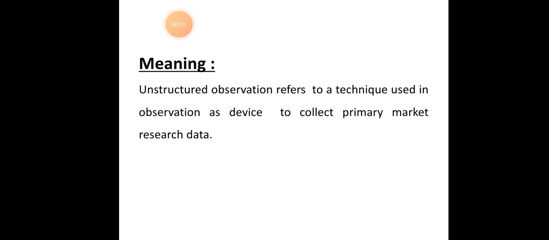Let's see the meaning of unstructured observation. Unstructured observation refers to a technique used in observation as a device to collect primary market research data. When observation takes place without a predetermined plan and characteristics in advance, it is termed unstructured observation.